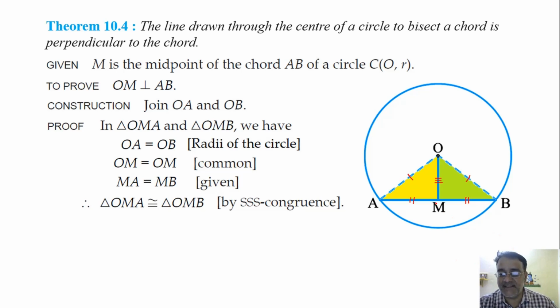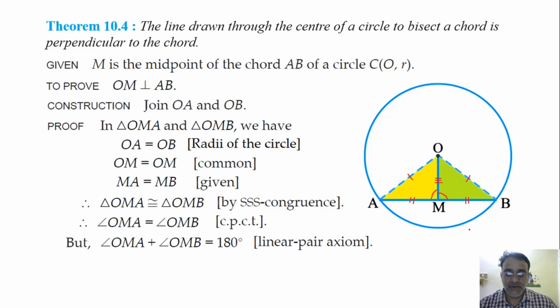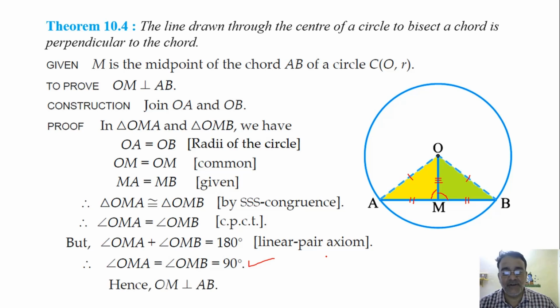Now these two angles are equal. Why? CPCT. But the sum of these two angles is 180 degrees. Why? Linear pair. So the sum of those two angles is equal to 180 degrees and those two angles are equal to each other. Therefore each angle will be equal to 90 degrees. Hence OM is perpendicular to AB. Any doubt in this theorem?